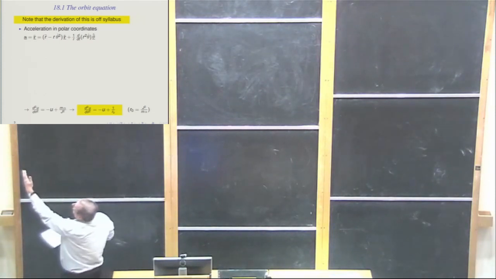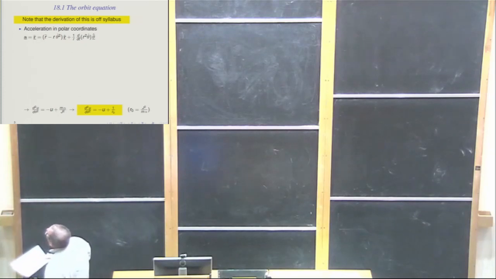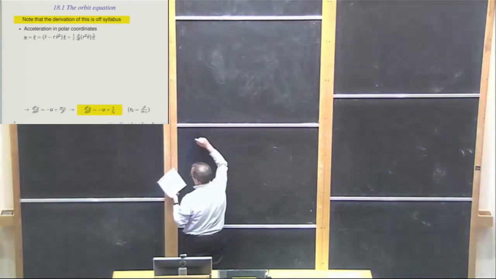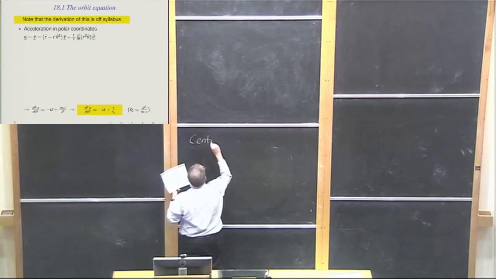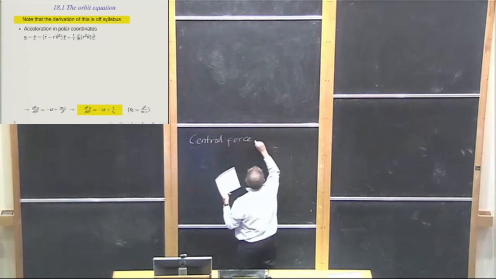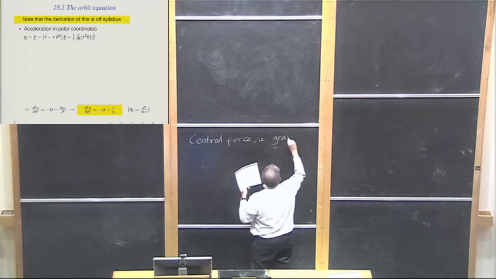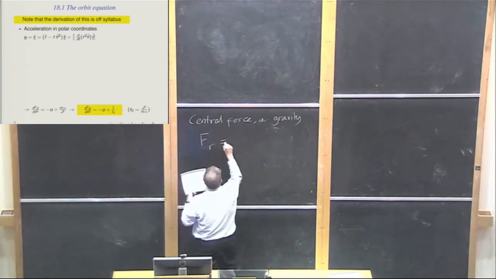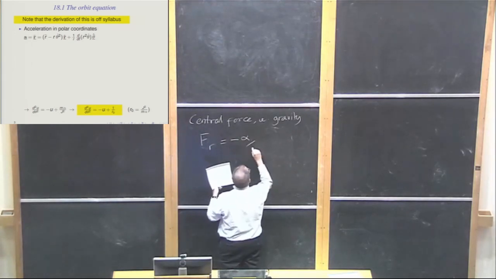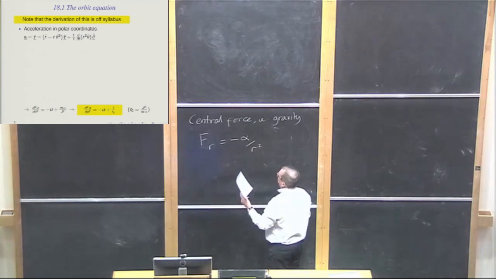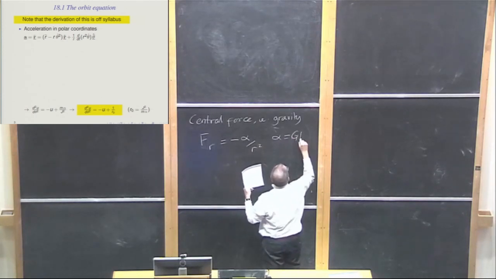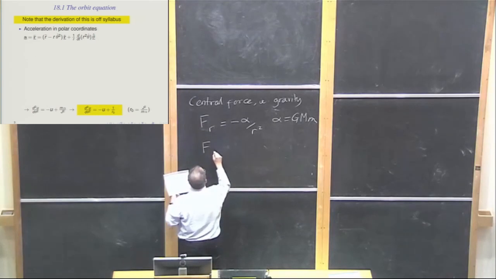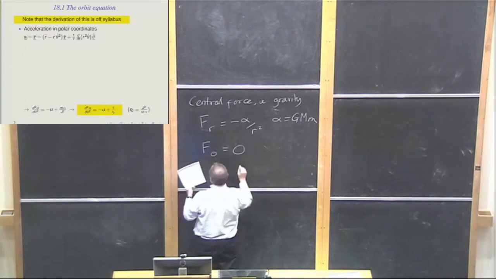So we start with our general expression, which should look very familiar now, for acceleration in polar coordinates, and we deal with a central force. And we're particularly talking about gravity. So this tells us that the radial component is minus alpha over r squared. Alpha is just my shorthand for big G, big M, little m, saving me writing all of that. And then the azimuthal component is 0.